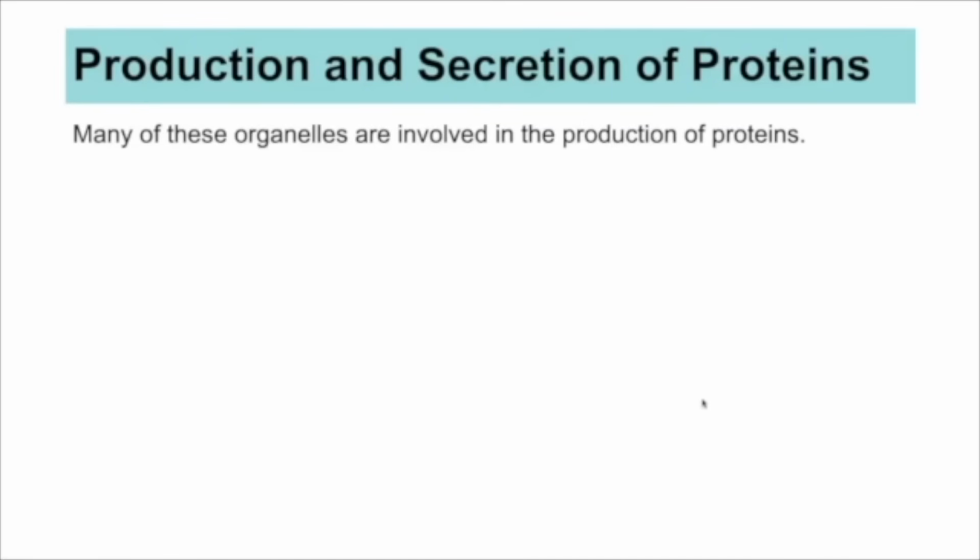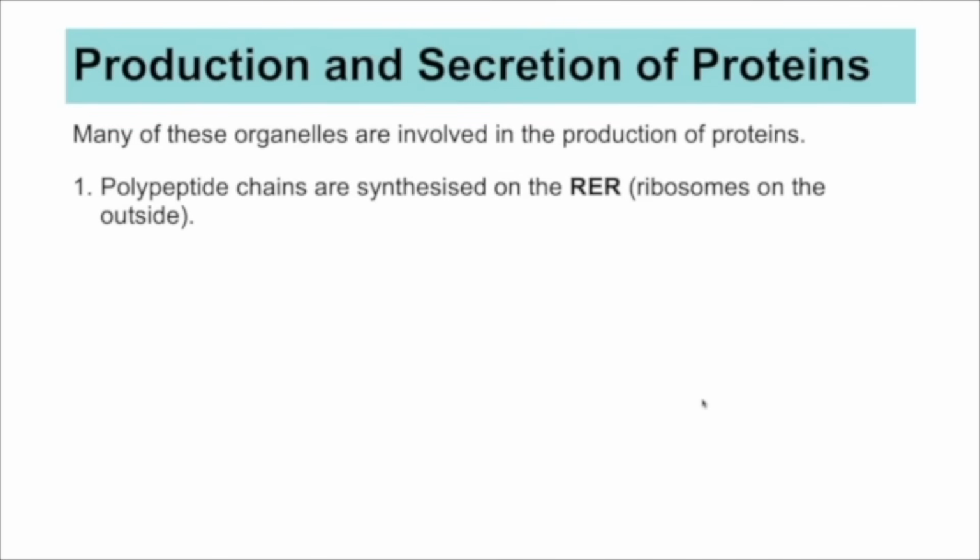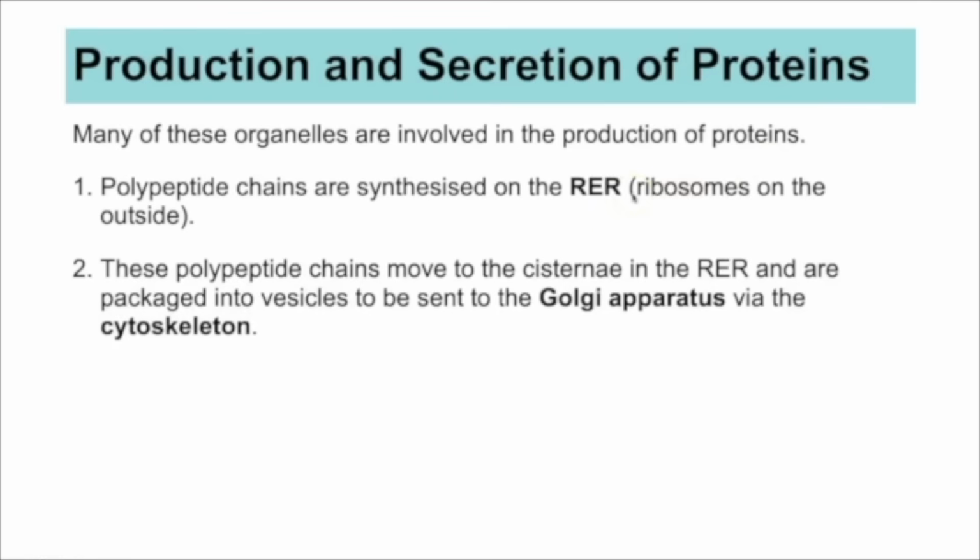So some of those organelles are involved in the production of proteins. And you do get long answer questions in this topic where they want you to link together everything you've learned to say which organelles are involved in the production and secretion of proteins. So let's summarise that. Number 1, the polypeptide chains are synthesized on the rough endoplasmic reticulum, or you could say the ribosomes, because those are found on the outside. Those polypeptide chains move to the cisternae in the RER, and they get folded and packaged into vesicles to be sent to the Golgi apparatus for further modification.